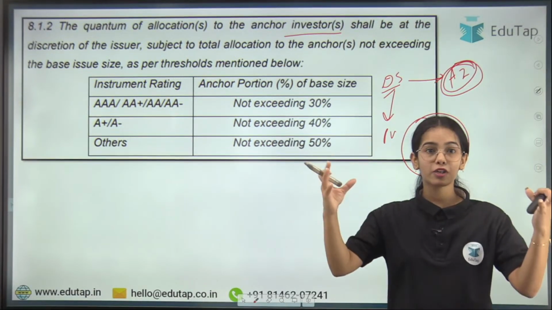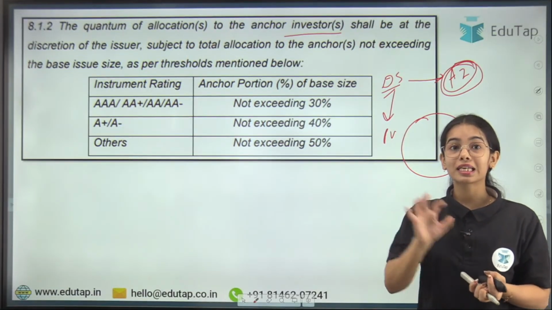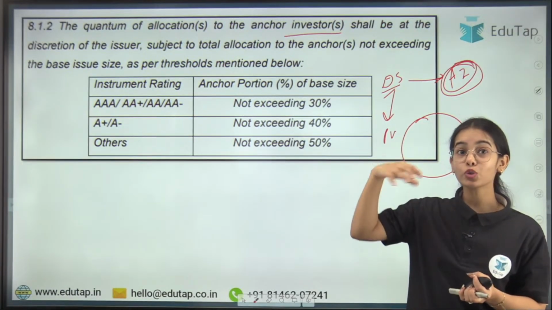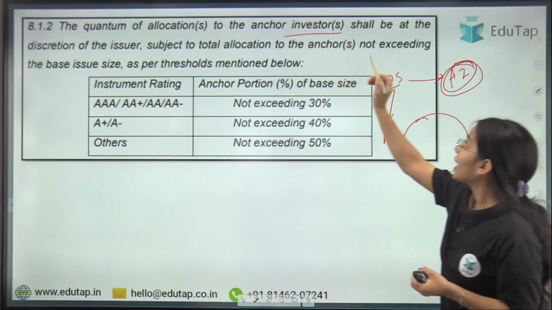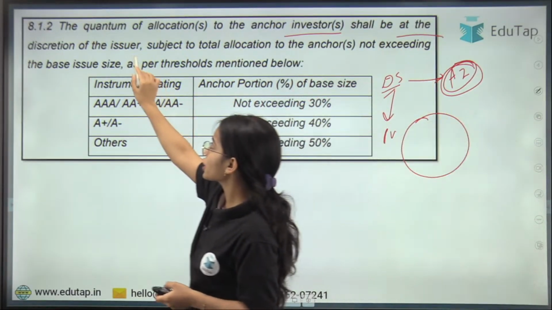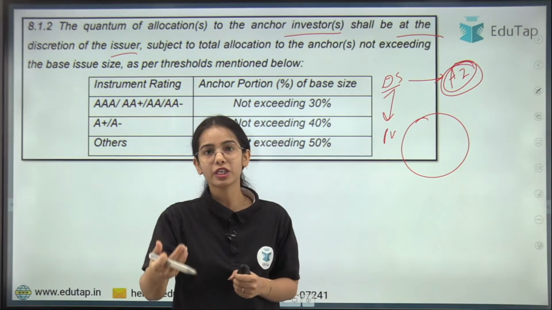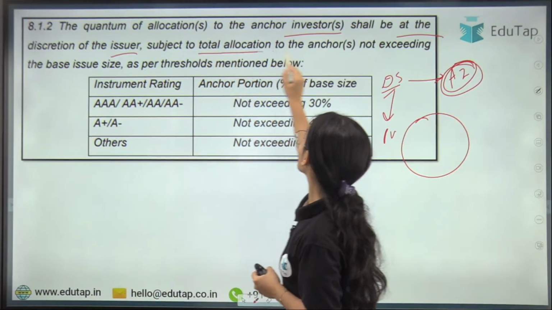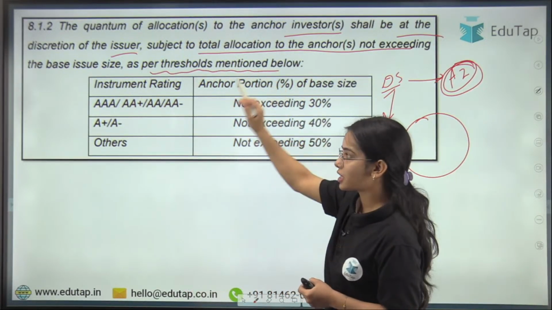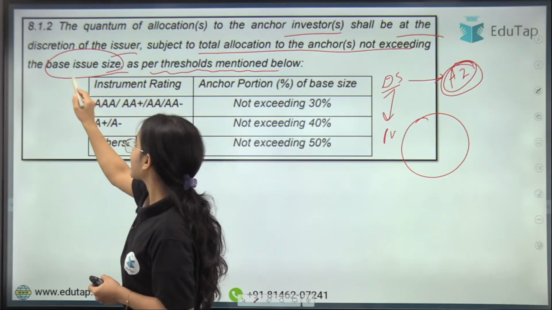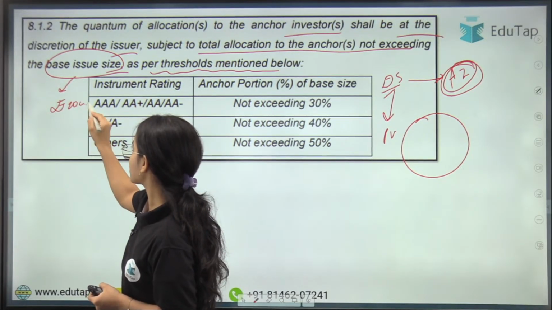And if the huge anchor investors, the big anchor investors are purchasing a part of the debt securities, it is realized that this debt security is very good because the huge anchor investors are interested in it. So the quantum of allocation to the anchor investor shall be at the discretion of the issuer. That means the issuer will decide how much of the debt security can be given to the anchor investors, subject to the total allocation to the anchor not exceeding the base issue size as per the threshold that is mentioned here. So base issue size means that, let's say the issuer wants to issue the debt security of rupees 20 crores. Okay.